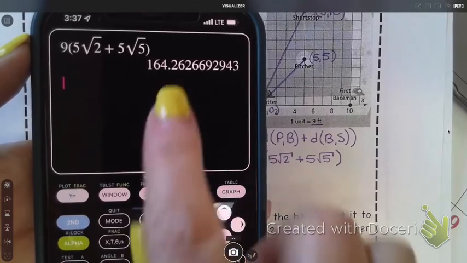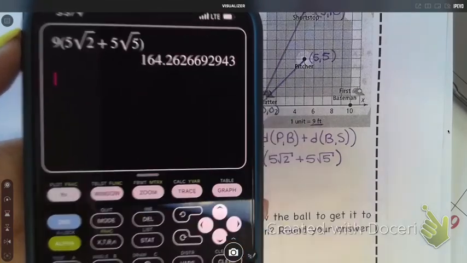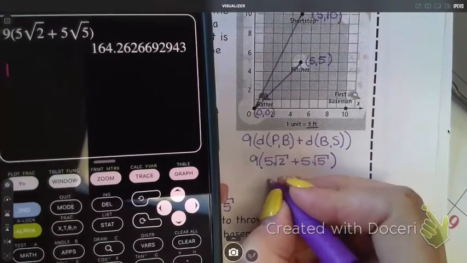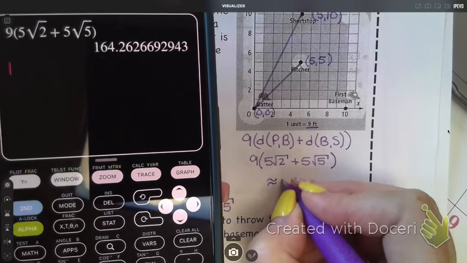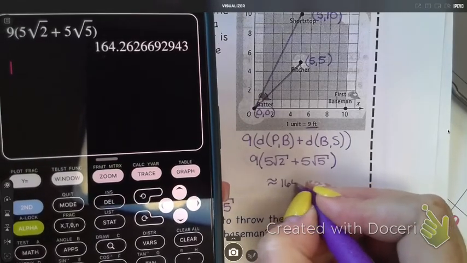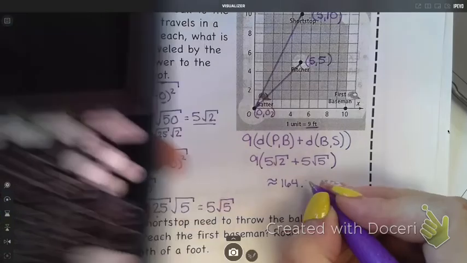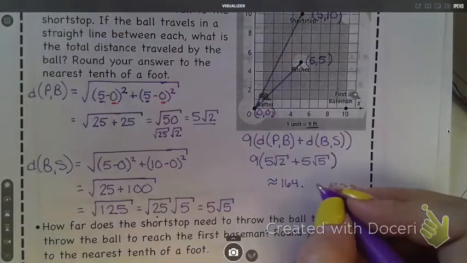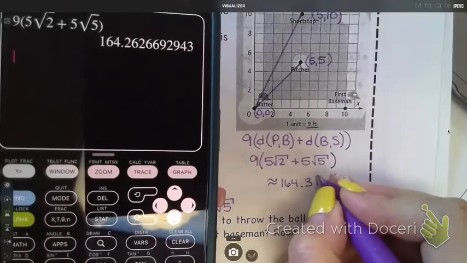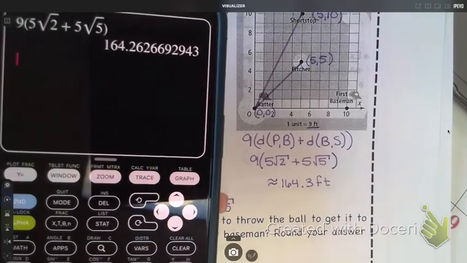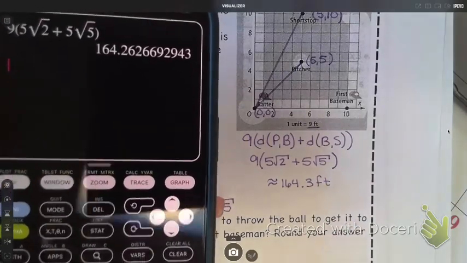Okay, so how far approximately did that ball travel? 26.4. Well, it says nearest tenth. Tenth is 1 decimal. Okay.